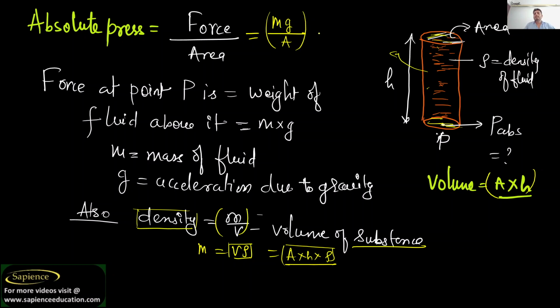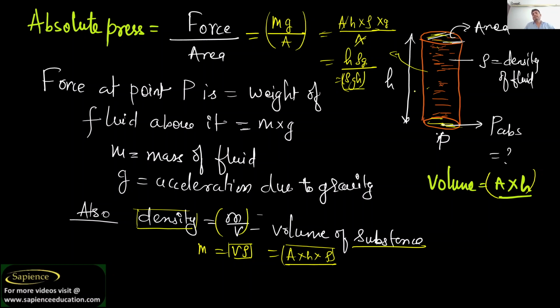So if you put this formula of mass, what will happen? A into h into rho into g divided by area. So area got cancelled. So finally you have got h rho g or rho g h, whatever you want to write. Whatever you are comfortable with, write that.